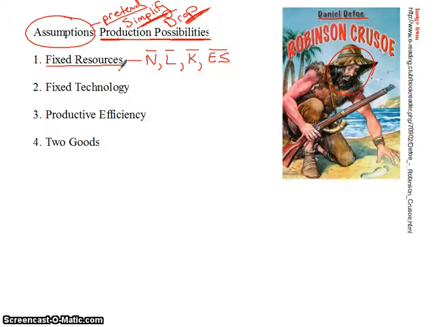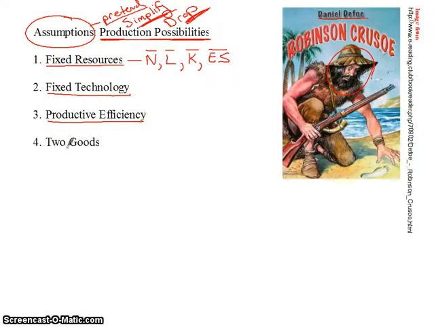Number 2, we're going to assume fixed technology. We're going to hold technology fixed. That's clearly not true in the real world. Technology changes rapidly, but we're going to pretend that it's fixed. And that would be kind of true in Robinson Crusoe's world. We're also going to assume productive efficiency. I will talk about this later on and explain exactly what that means.